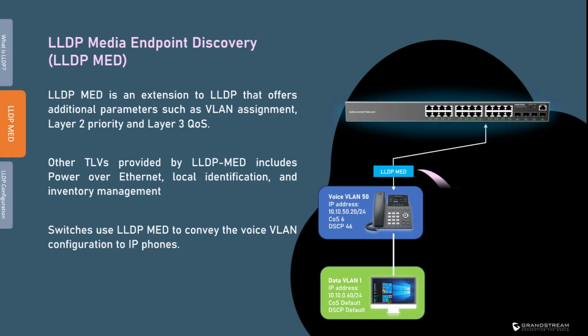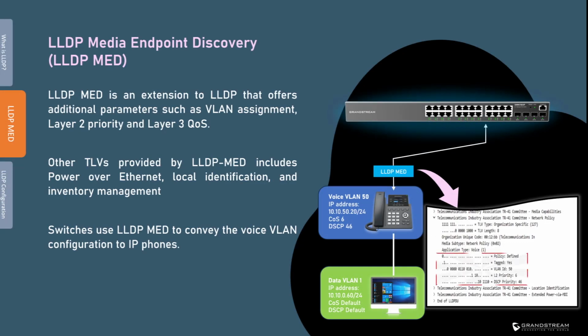LLDP Media Endpoint Discovery is an extension to LLDP, and it offers additional parameters such as VLAN assignment, Layer 2 priority, and Layer 3 quality of service. It can be used by a switch to convey the voice VLAN configuration to a media endpoint such as an IP phone. The media endpoint then uses the VLAN information contained in the LLDP message from the switch to configure itself.